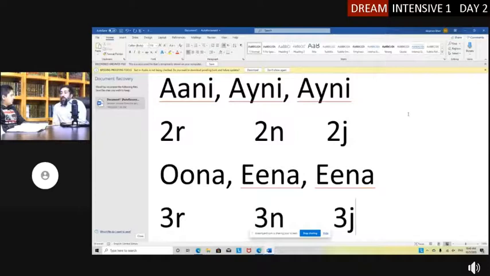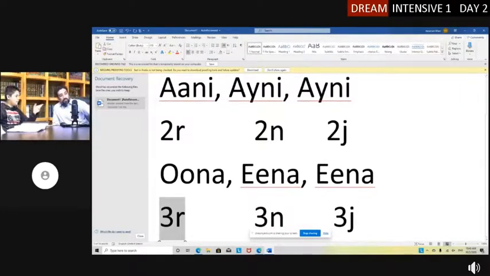Wa ma yudillu bihi illa al-fasiqin. Fasiqina. That would be 3 rafa or jar? Oh no, that would be 3 nasab or jar. Nasab or jar are similar. Nasab or jar and the 2s are similar. Nasab or jar and the 3s are similar.